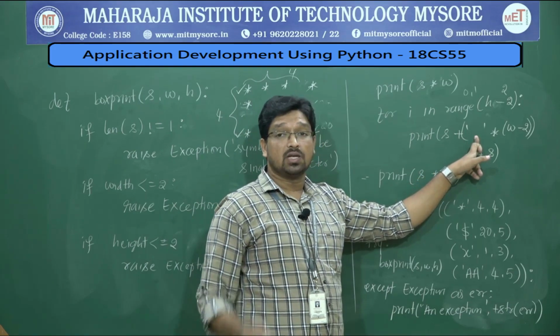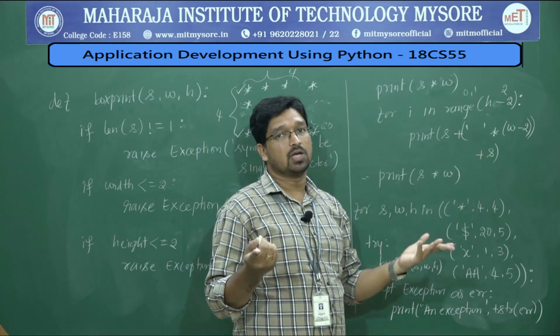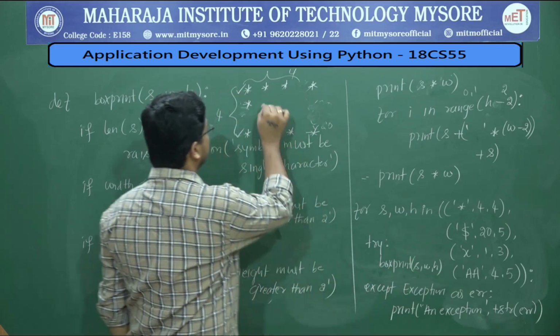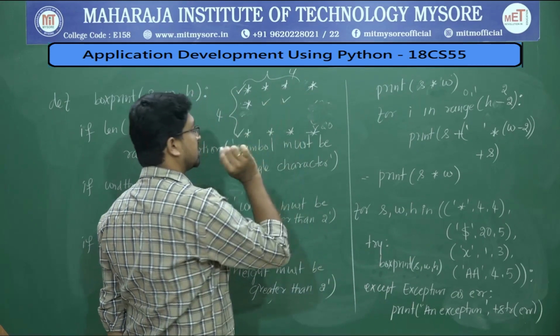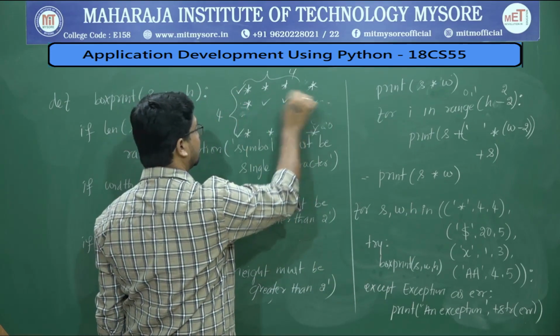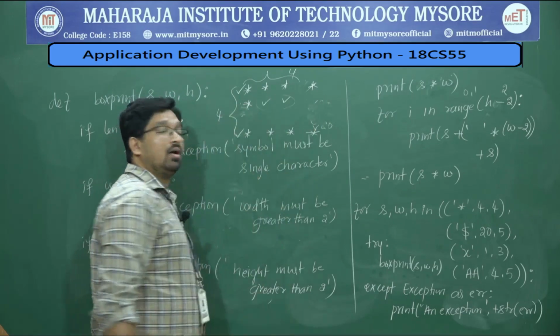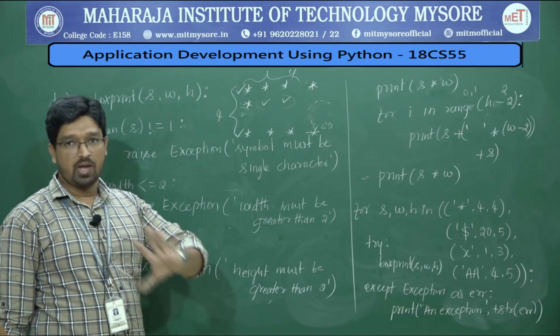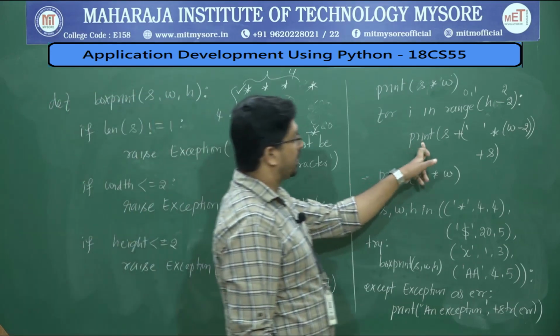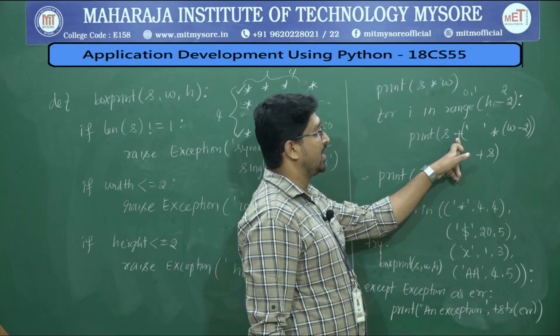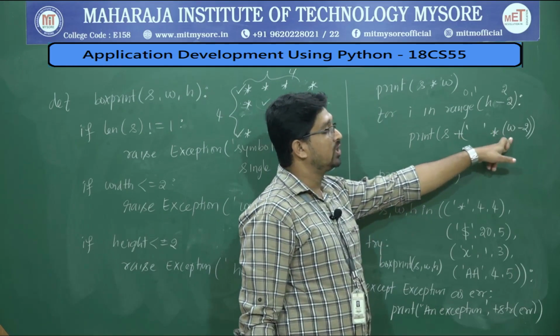I need to print what? Spaces. How many spaces? How do I know how many spaces? So 1 space, 2 spaces. Already we have the left side and right side, we need to print the characters. Only the middle characters should be printed as spaces. For that, again I am considering print symbol concatenate symbol into width minus 2.